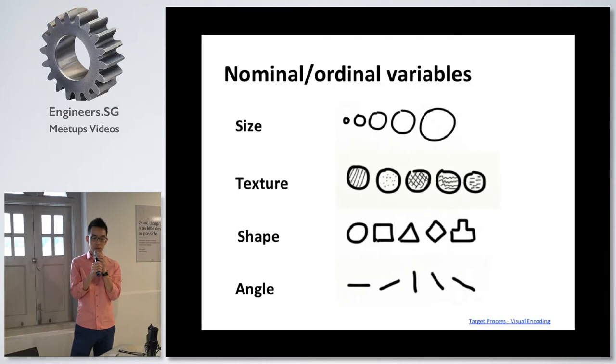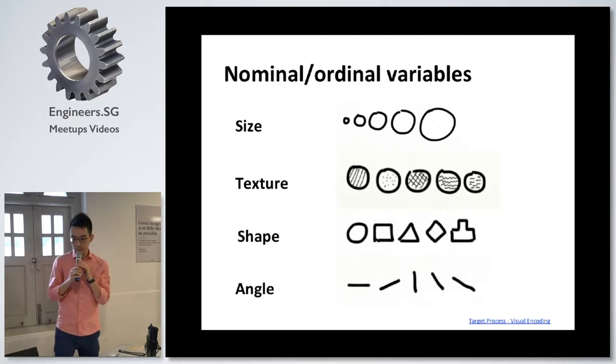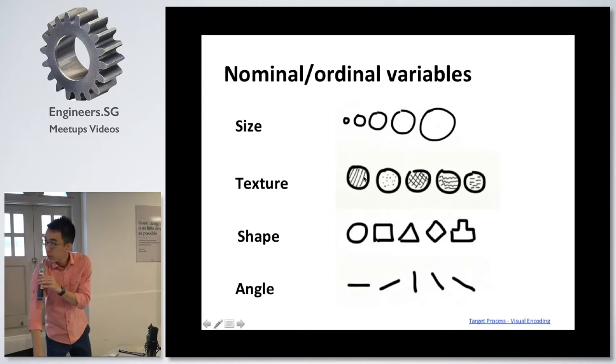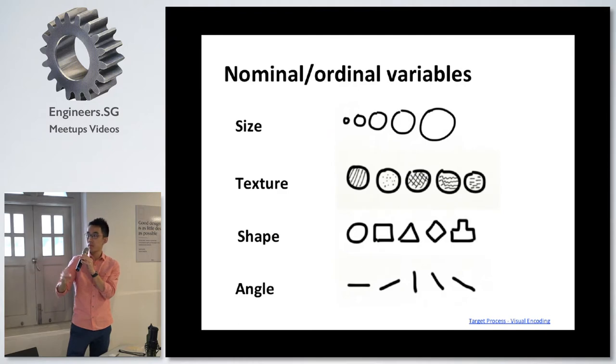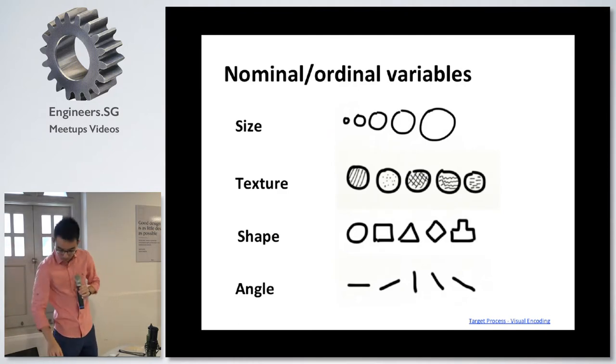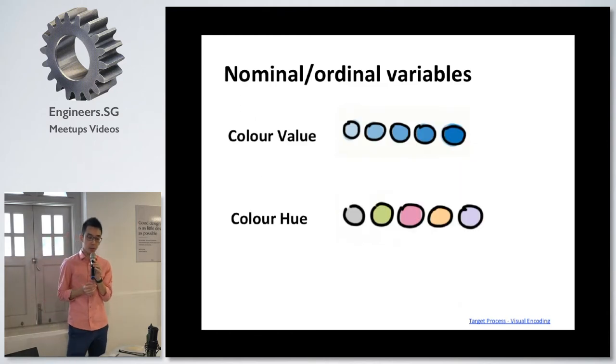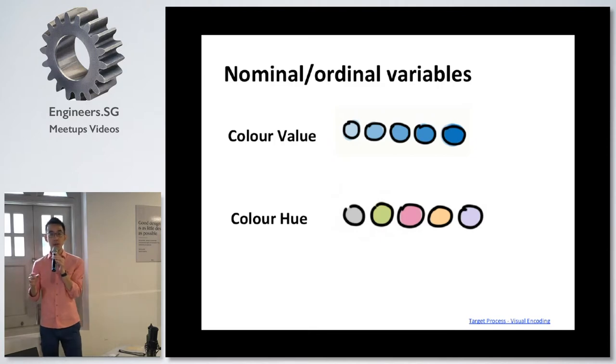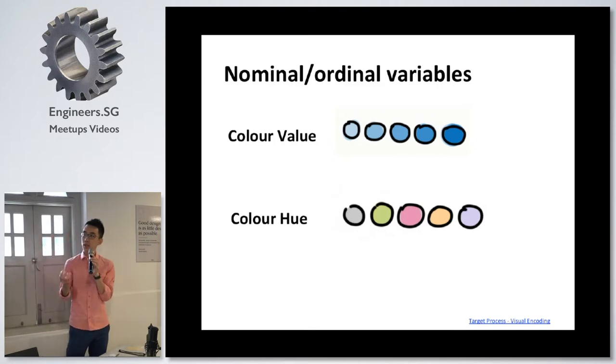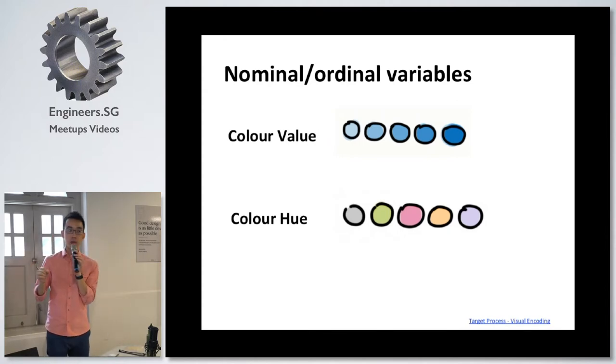So for nominal or ordinal variables, for example, if you want to represent different kinds of fruits, you can use different shapes or different textures or even sizes. But generally, I prefer to use colors. Of course, when you have too many variables, it gets hard to differentiate between them. Probably you can go up to about 10 variables, like you can represent up to 10 kinds of different fruits. But when you have 50 kinds of fruits, using color may be quite challenging. So you think about that when deciding how to represent your data within your visualization charts.